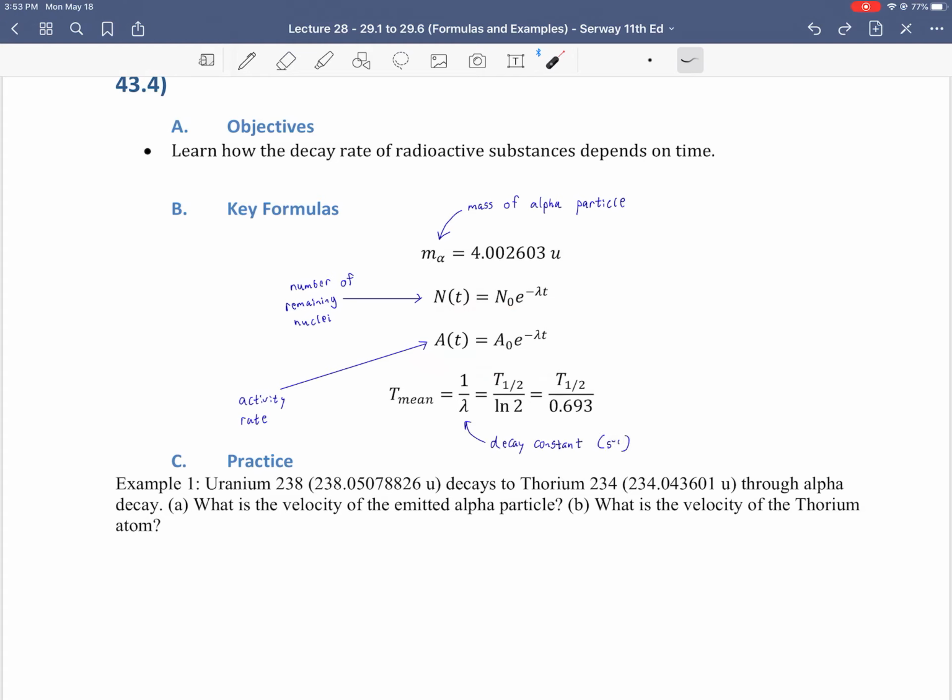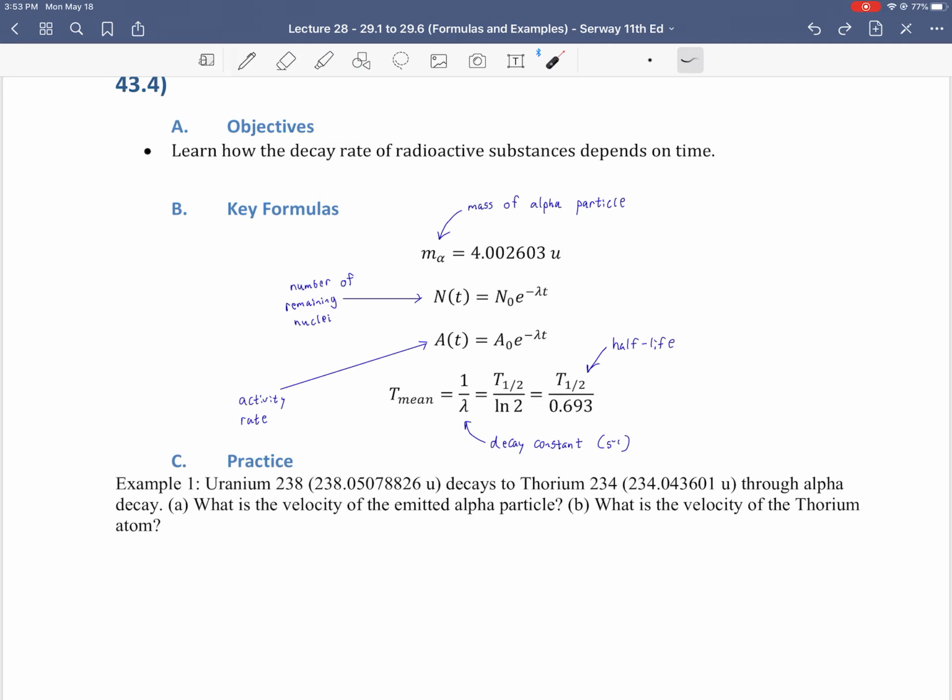Now, what about time? Okay, well, the mean time, it turns out, is just a reciprocal of the decay constant. Okay, so the decay constant importantly has units of inverse seconds. So it is not a time, unlike half-life, which is this here. Okay, half-life has units of seconds, but the decay constant does not. Okay, it's an inverse time. It's a rate. It's a frequency, essentially.